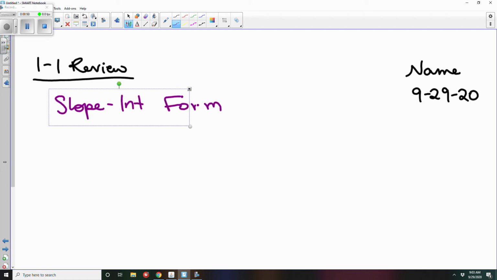Does anyone remember what slope-intercept form looks like? Yeah, you got it. So there we go. We got all of our pieces now. We got y equals mx plus b. So with our y equals mx plus b, everybody write that down. The most important parts for our slope-intercept form are our m and our b.